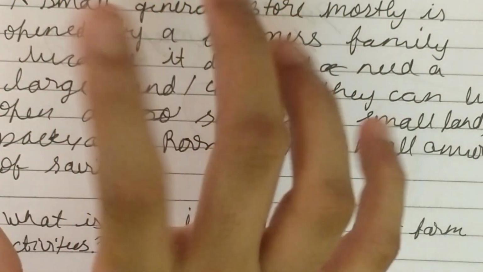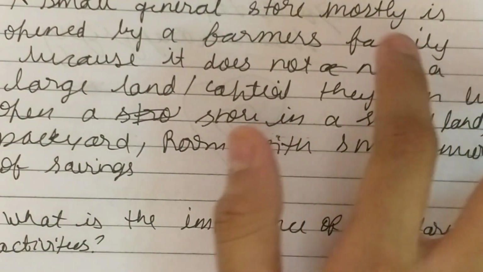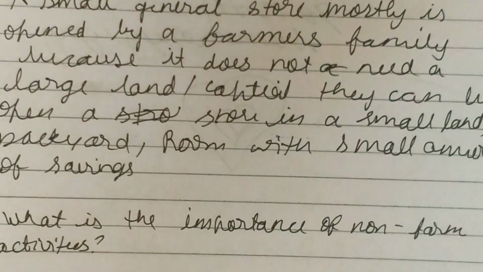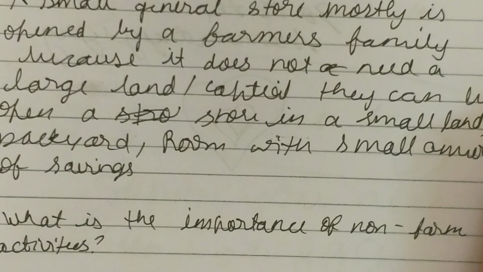All right. So a small general store is mostly opened by farmers with their family, because it does not need a large land or money or capital. They can even open a shop in a small space like their backyard or their room, or with just a small amount of savings they can start it.